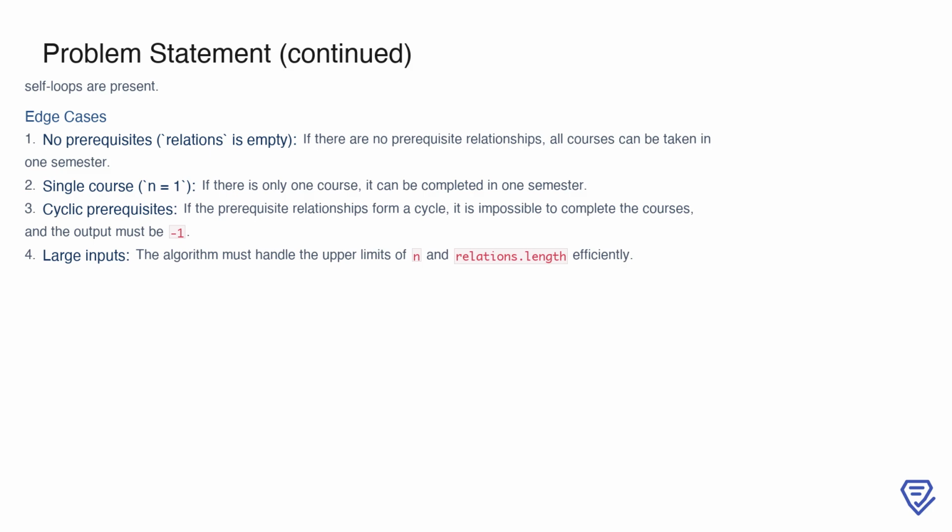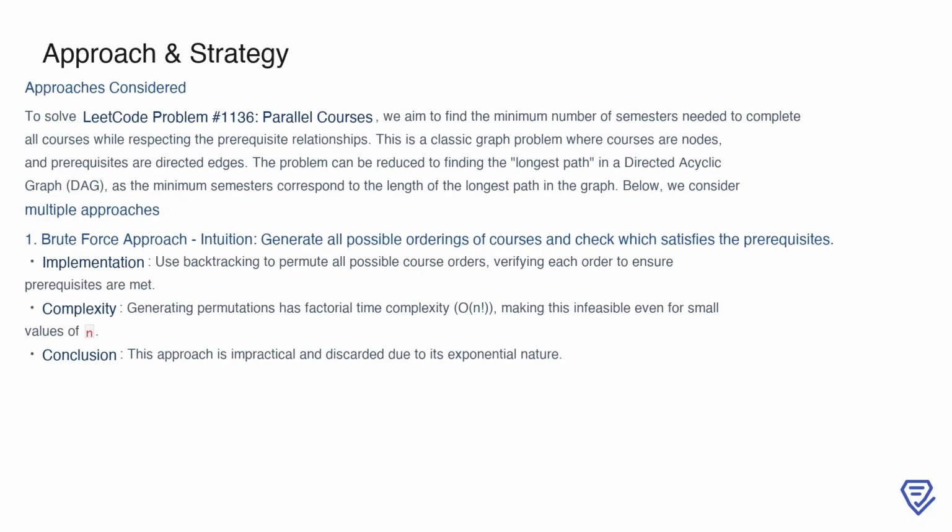Finally, we need to ensure that the solution can handle large inputs efficiently, given that n can go up to 500 and the number of prerequisite pairs can be as large as 10,000. These constraints require us to design an algorithm that is both time and space efficient while addressing all possible edge cases. To solve LeetCode problem number 1136, the goal is to determine the minimum number of semesters required to complete all courses while respecting the prerequisite relationships.